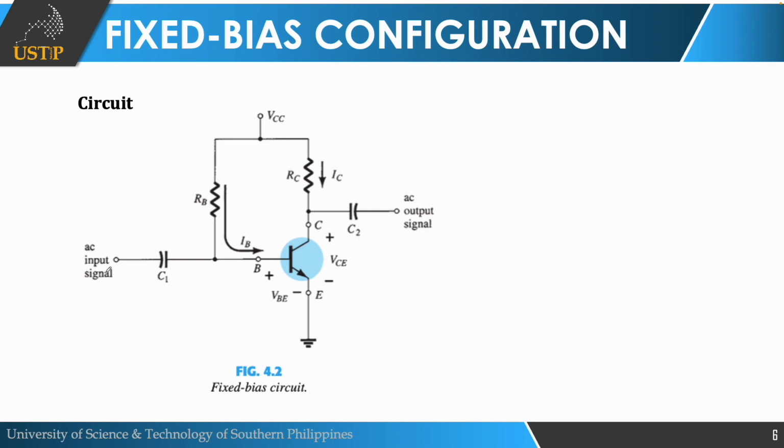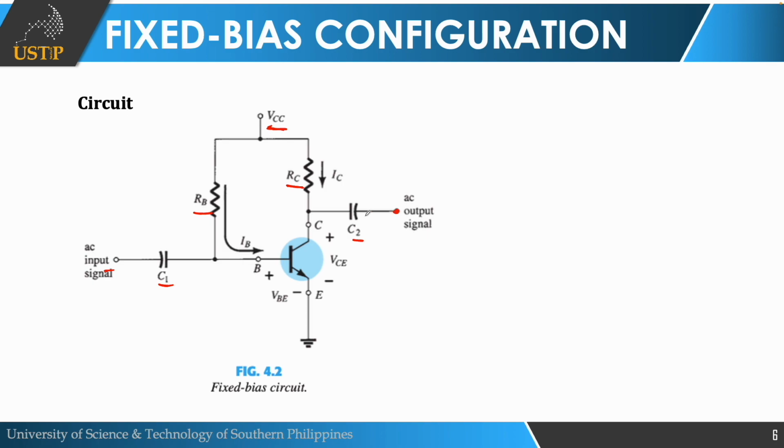So here we have the input signal. We have here an NPN transistor, with the emitter grounded, so this is a common emitter. And it is biased in such a way that your VCC is the supply for the whole circuit. Your RB is connected to your base, RC is connected to your collector, and we have two capacitors over here. And this is your AC output signal.